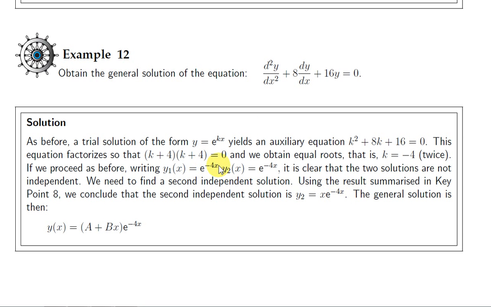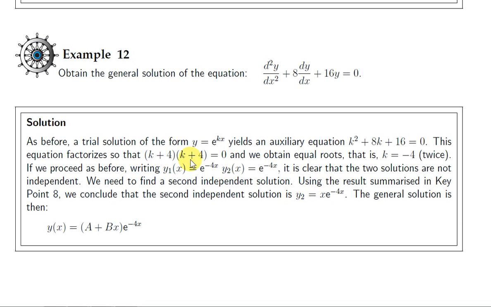By the way, if we write down e to the minus 4x twice, following the fact that we have two roots here, if you like, but they're repeated roots, we get two solutions that are not independent. If we divide e to the minus 4x by e to the minus 4x, we get a constant, we get 1. It's not a function of x, so these are not independent. And we know from the first video that we can't take a linear combination of these if they're not independent. They need to be independent before we can take a linear combination of them to get our general solution of the differential equation.